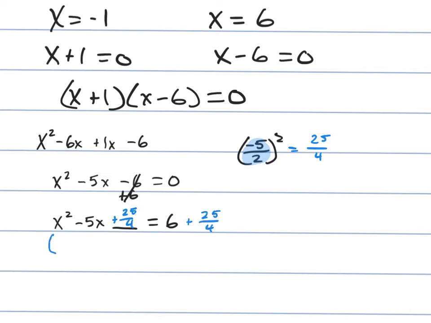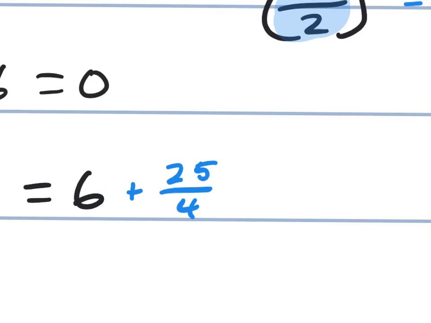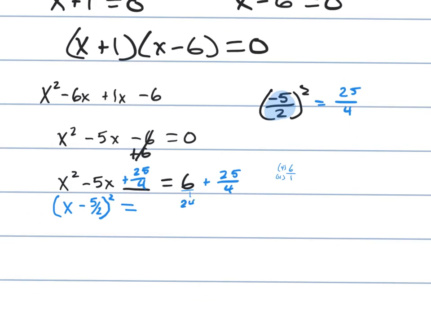Now I already know what this factors into. What does this factor into? X minus 5 over 2 squared is equal to, but now how do I deal with this? 6 plus 25 fourths. Over 1. So 6 over 1, multiply top and bottom by 4, and we get 24 fourths. So we get 24 fourths plus 25 fourths gives me how many? Good. X minus 5 halves squared is equal to 49 fourths.